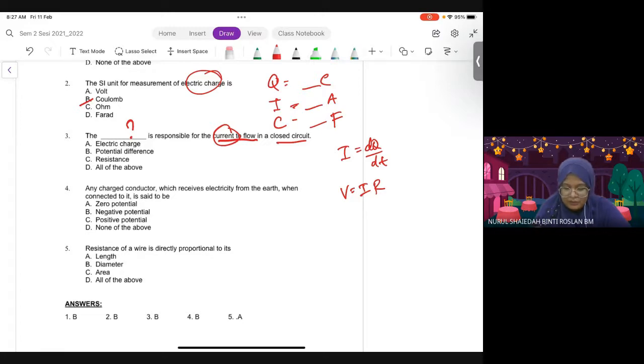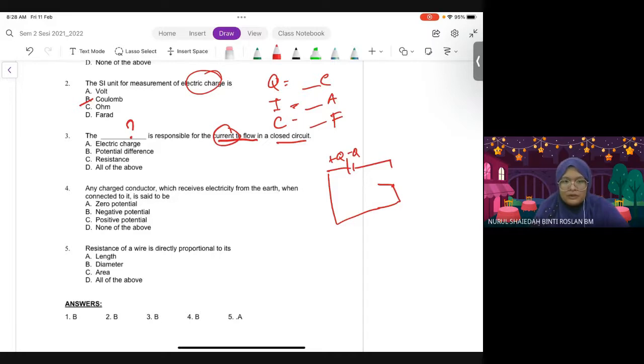Is responsible for the current flow. Dia nak current flow kan. So current flow hanya boleh terjadi bila ada difference. So you ada battery. Okay, you ada battery. Kalau you ada charge, walaupun you ada positive charge, you ada negative charge, tapi you tak sambung circuit. You tak sambung circuit. There are no current flow.